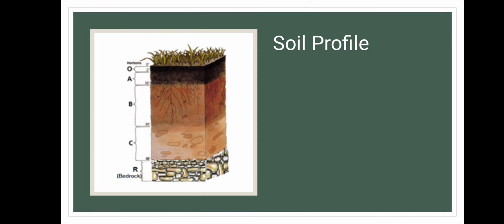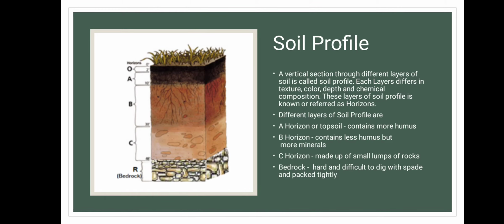Soil profile. A vertical section through different layers of soil is called soil profile. Each layer differs in texture, color, depth, and chemical composition. These layers of the soil profile are known as horizons.